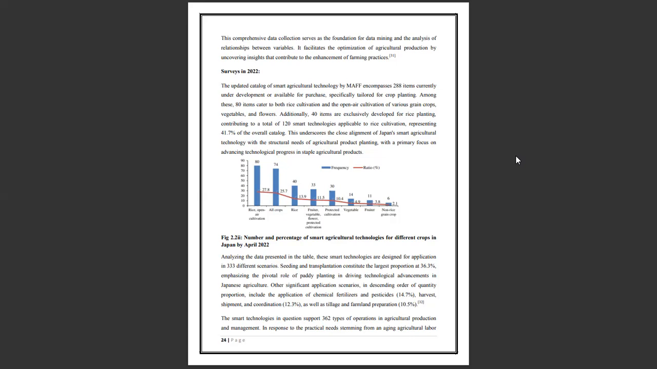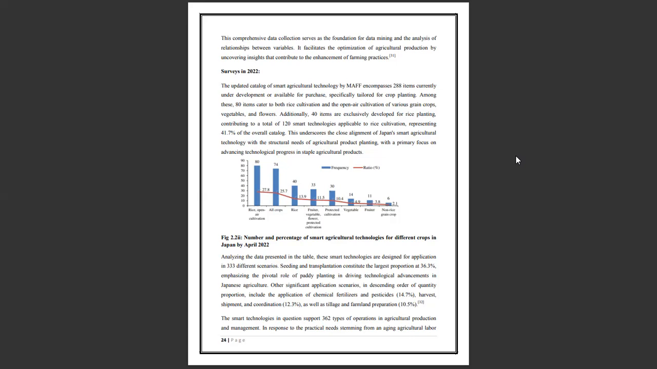Now look at the figure. This figure shows the number and percentage of smart agriculture technologies for different crops in Japan in April 2022. After analyzing the data presented in the table, these smart technologies are designed for application in three different scenarios. Seeding and transplantation constitutes the largest proportion at 36.3%, emphasizing the pivotal role of paddy planting in driving technological advancements in Japanese agriculture.